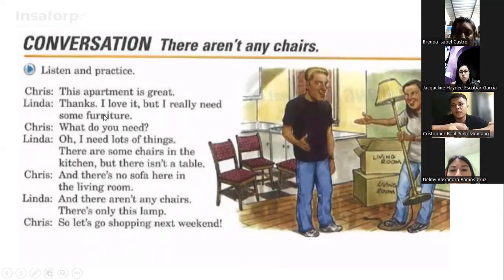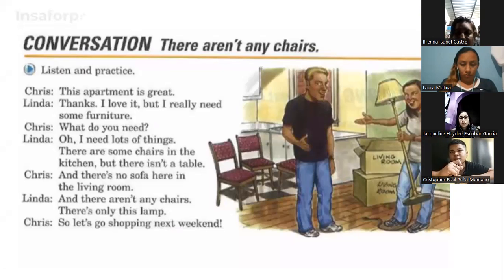Furniture es mobiliario, de muebles, algo así. Exactly, yeah, mobiliario, muebles. Equipar un apartamento, es como que necesitara algo. Necesita una mesa. Okay, yeah, exactly. There is a table, right?